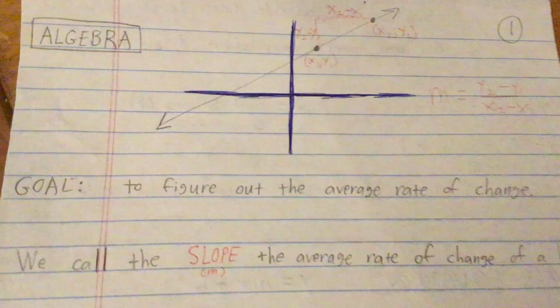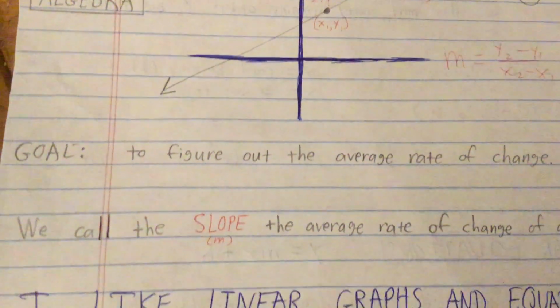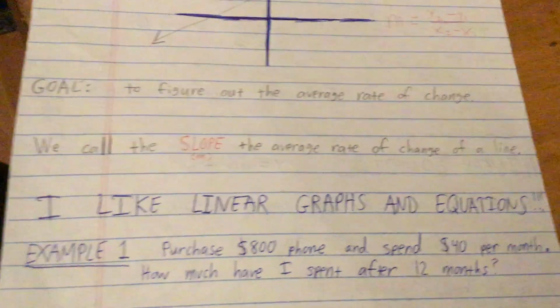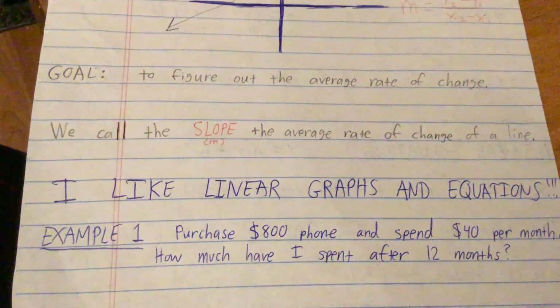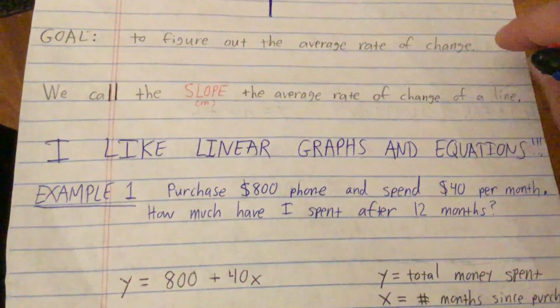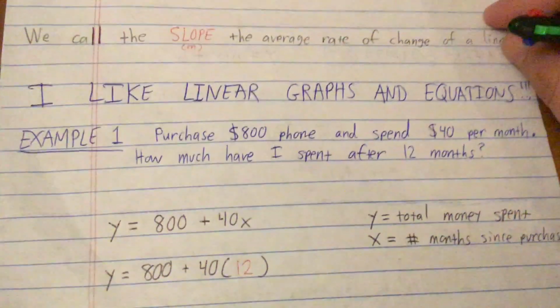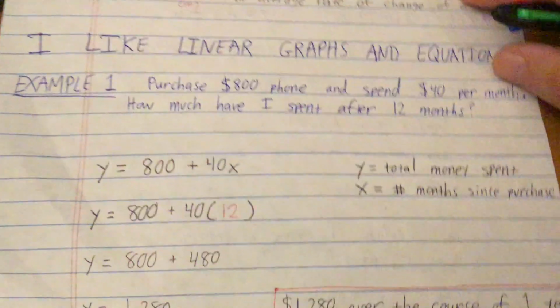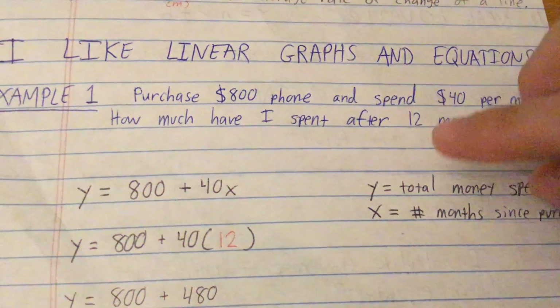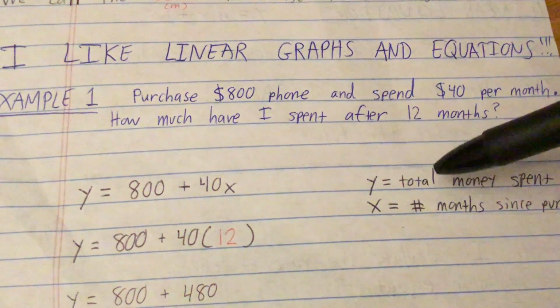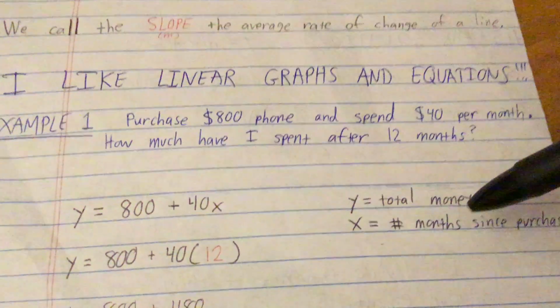Okay, so now that we know that our goal is to figure out the average rate of change, we like linear equations. They're very simple to figure out because of the fact that they grow or decay at a constant rate. And again, I'm just going to put into a context of why we like them. Let's say I purchase an $800 phone and I spend $40 per month on data and texting. So if I create this linear equation, I establish a relationship between the total amount of money I spent on the phone and the number of months since the purchase of the phone.